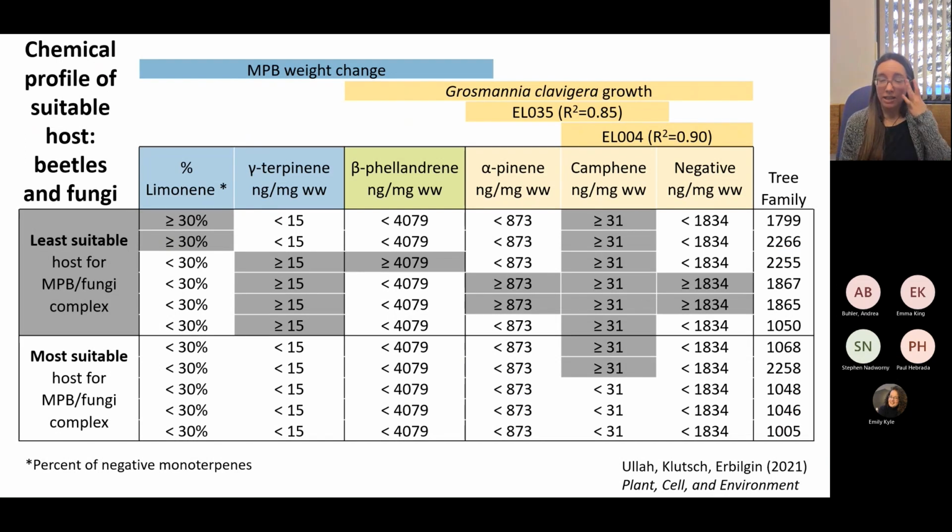If someone wanted to, say, choose trees that were least suitable or more suitable for mountain pine beetle to do further tree breeding with or selection of, we can find that it's not just limonene, but also alpha-pinene, camphene, and a suite of monoterpenes from the literature that are shown to be negative to mountain pine beetle that can help segregate some of these families that are least suitable from the families that are more suitable. And again, this could be used in a tree breeding program and or identification of potentially suitable trees elsewhere.